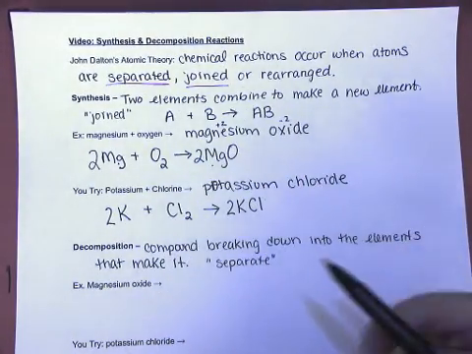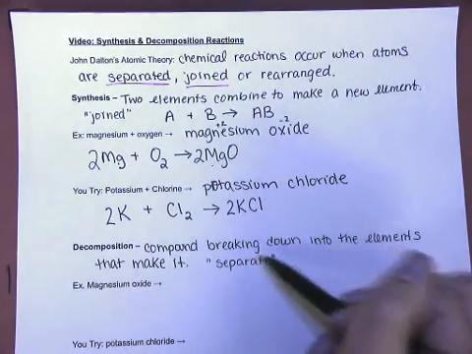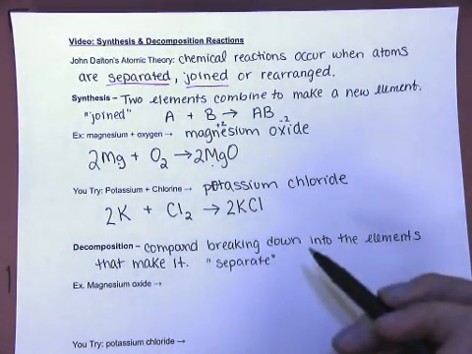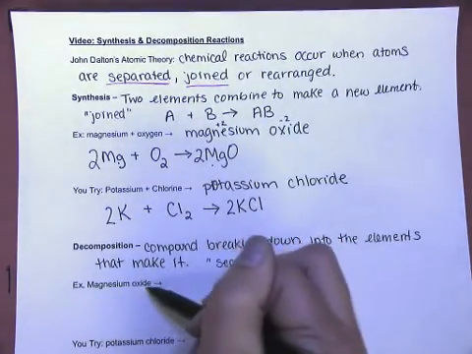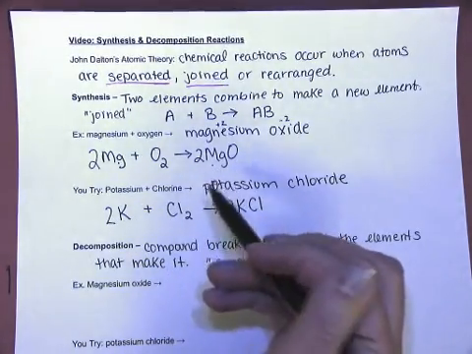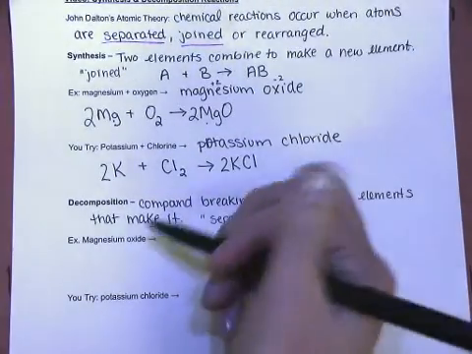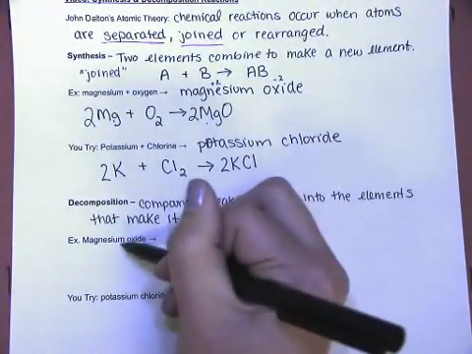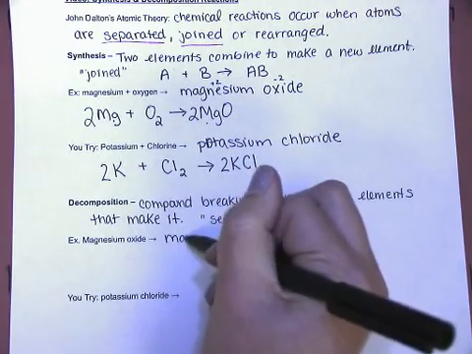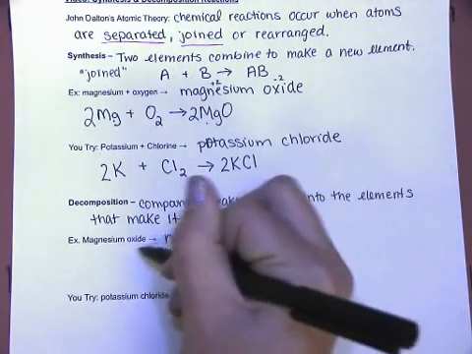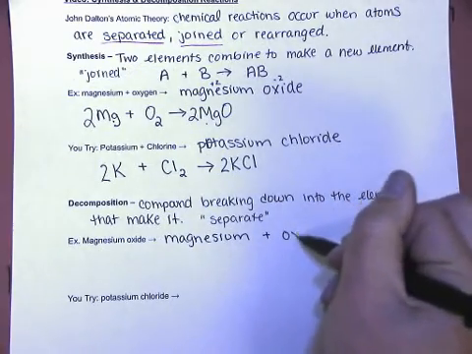Now decomposition reactions are just the opposite. It's a compound breaking down into the elements that make it. So this is the separation part of John Dalton's atomic theory. So magnesium oxide, reverse of what we did before. Magnesium oxide breaks down into magnesium. And the second half, oxide, came from oxygen.